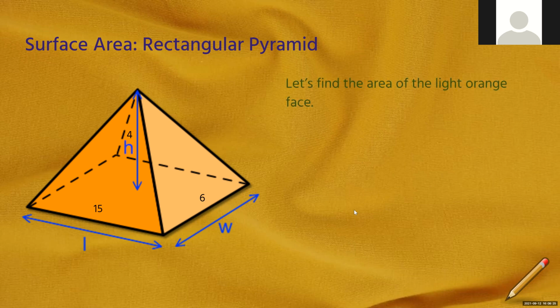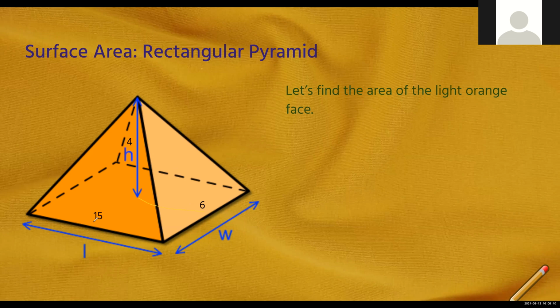So we would first try to find the area of the light orange face. First we'd have to find the height of this light orange face. So what we would do is use the Pythagorean theorem. We know that this whole side is 15, and since this is the center, that means it's divided this length of 15 into 2 equal parts. So that means that this yellow side over here is 7.5, and we know that the height is 4.